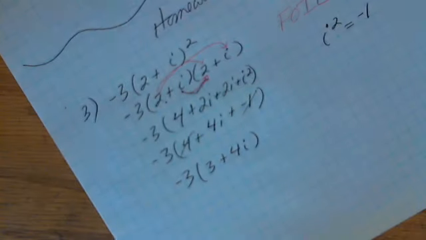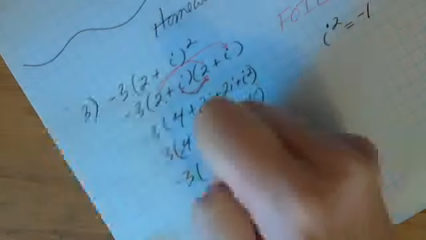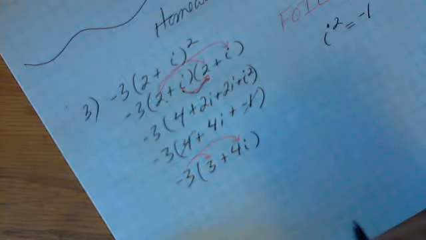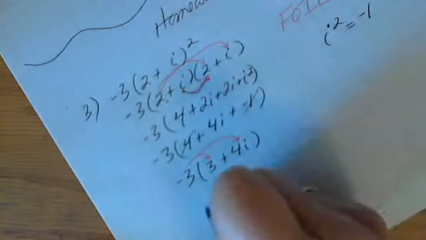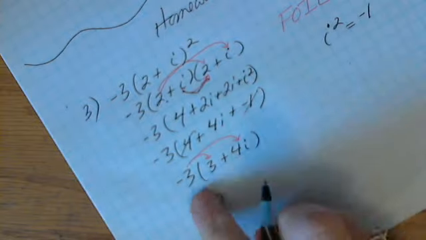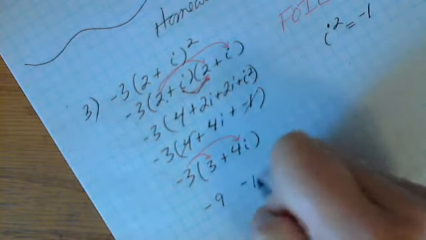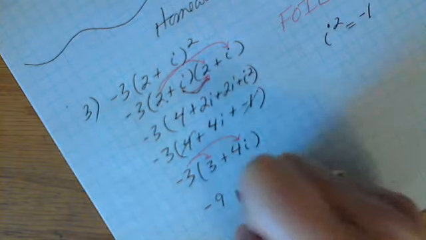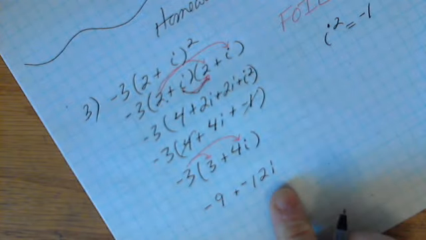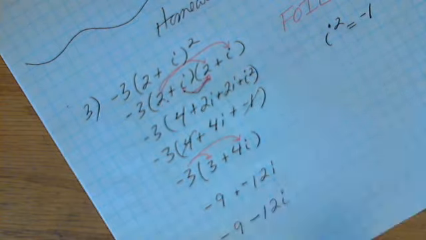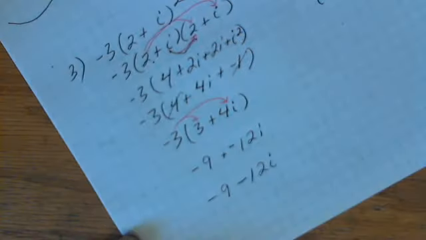Last but not least, negative 3 wants to get multiplied by the two terms inside the parentheses. So negative 3 times positive 3 is negative 9. And negative 3 times positive 4i is a negative 12i. So I can write plus negative 12i. Or I can write negative 9 subtract 12i. It means the same thing. And we are finished.